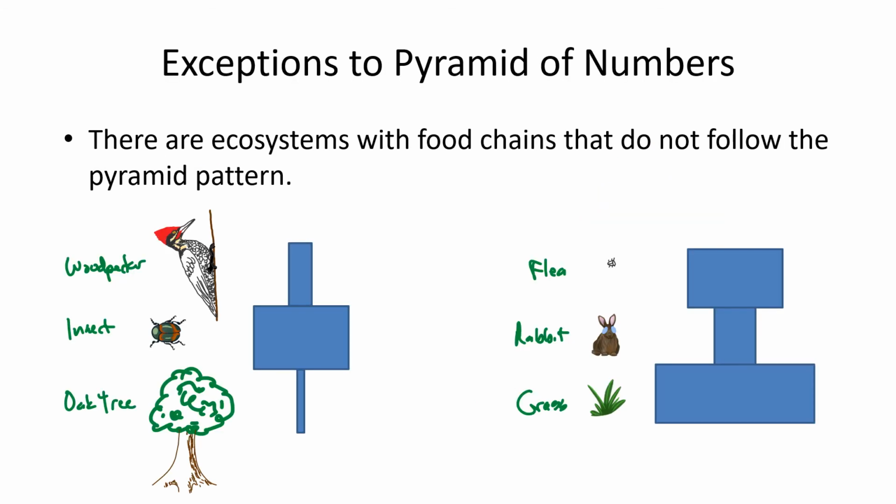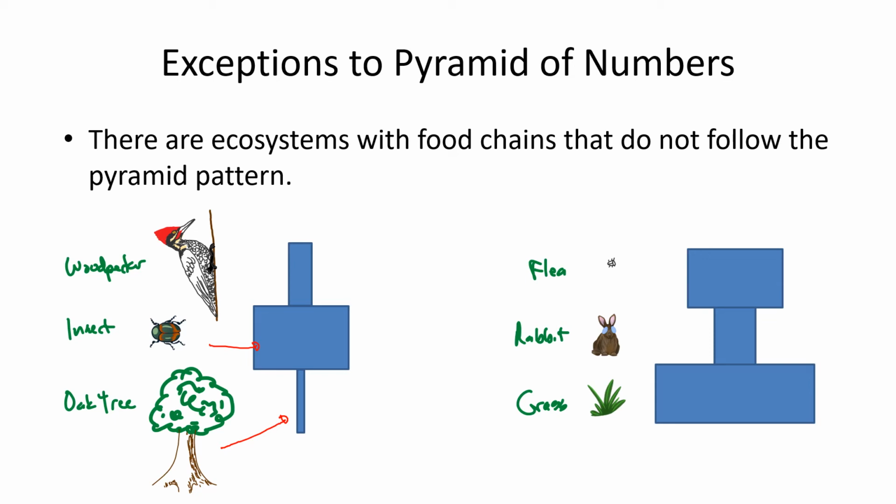Okay, so of course this doesn't always work out. There are several places where you can find exceptions to this pyramid of numbers pattern. One would be in a forest. In a forest you have trees, but definitely fewer trees than you have bugs. And so it doesn't follow the pyramid pattern.